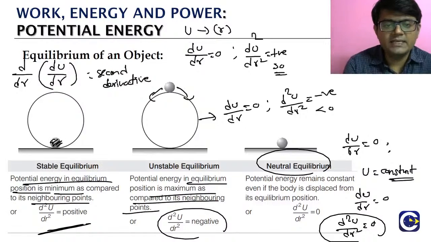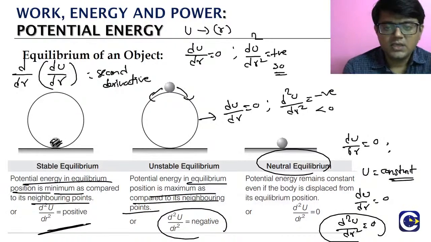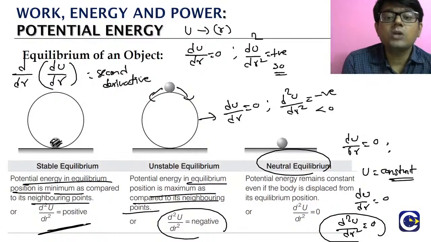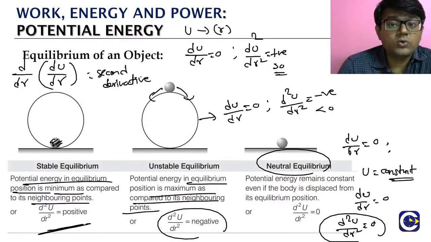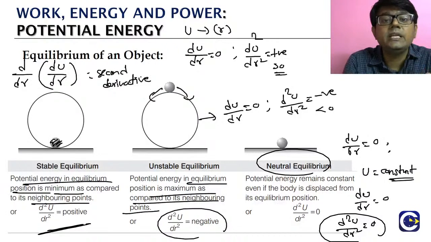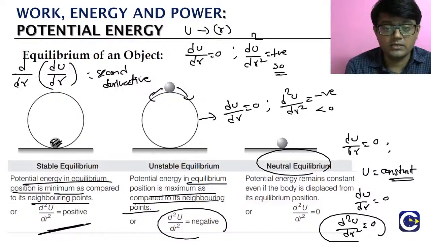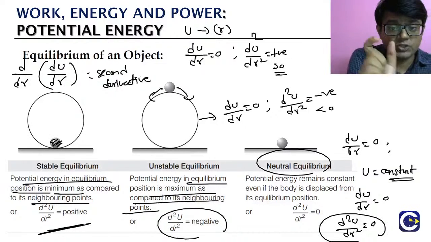The reason we are discussing this is that in the last years, I think two times, we got a question on classification of equilibrium. How do we classify the equilibrium? First, whether it is stable, unstable or neutral, if they give us a function, what are we going to do? Put the condition du by dr equal to 0. For stable, unstable or neutral, the condition is the same. The first derivative of the potential energy function should be 0.